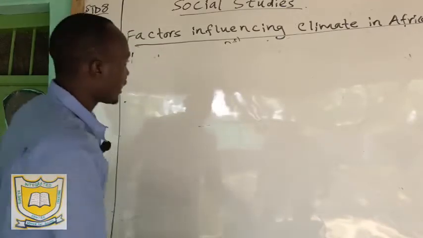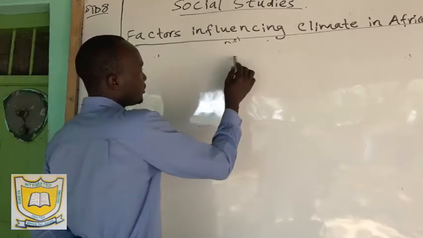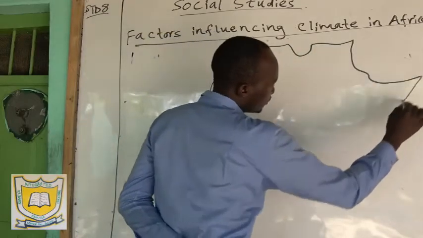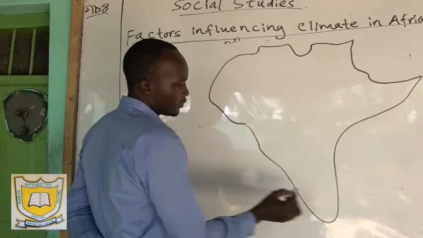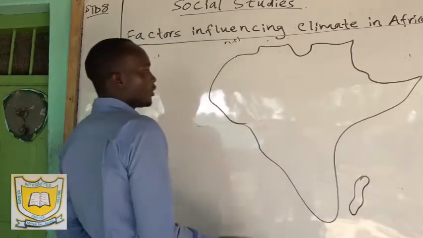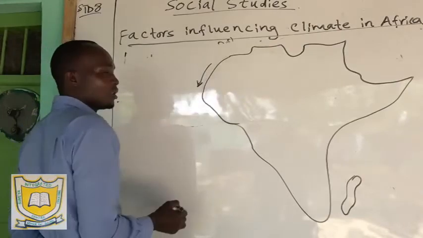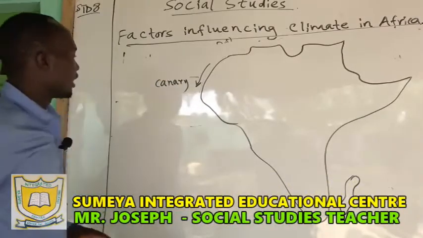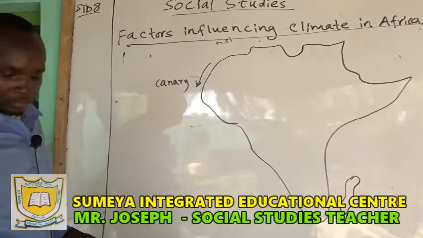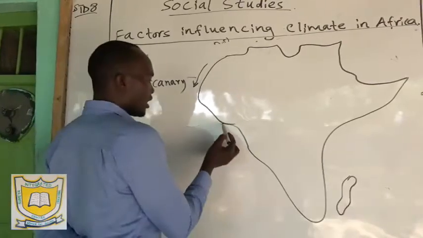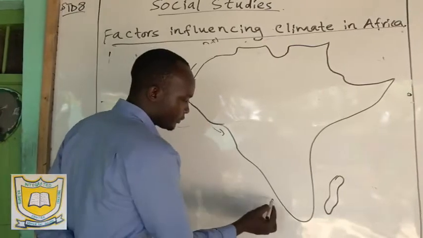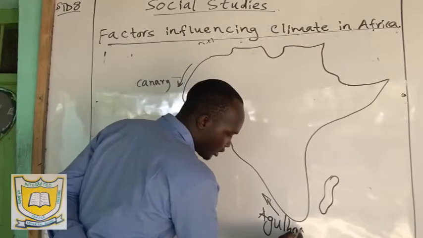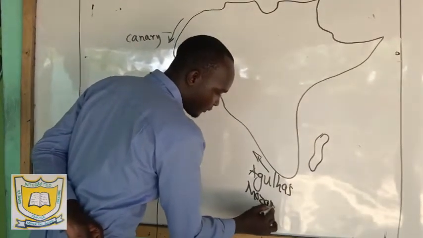Another one is ocean currents. I will still sketch this map. Ocean currents. So here we have what we call the Canary Ocean current. Then here we have what we call the Agulhas or Mozambique current.